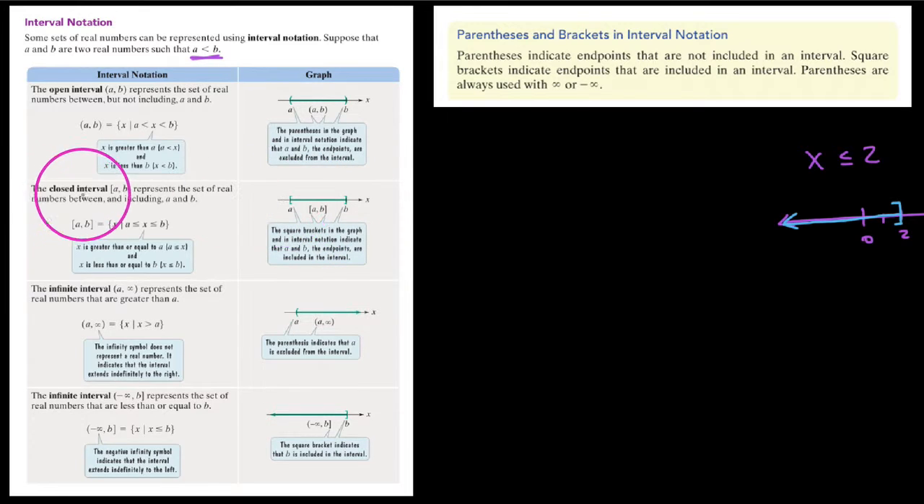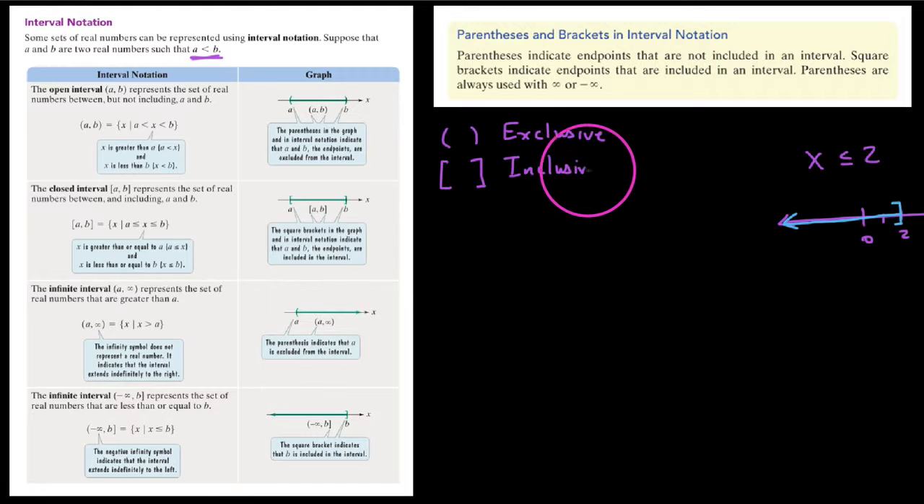Whereas if we had brackets, brackets is going to be referred to as a closed interval, and basically it means all the numbers between A and B, but also including A and B. So those are inclusive, and parentheses are exclusive. So maybe we write a note here: parentheses are exclusive, we exclude the endpoints. And if we have brackets, we're talking about something that is inclusive.